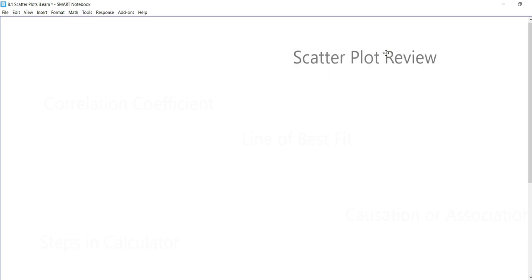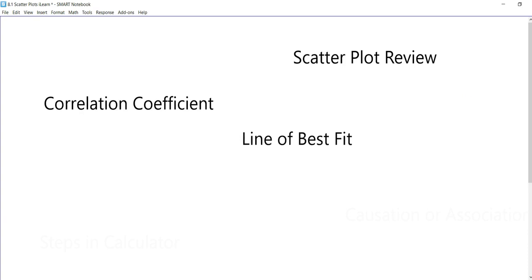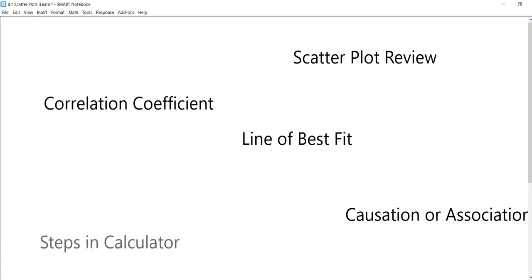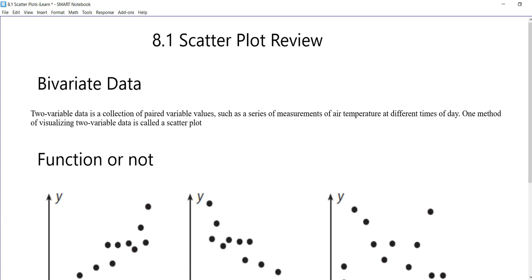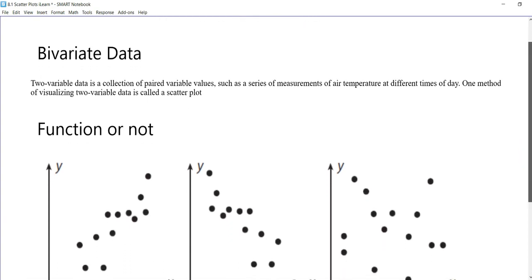Welcome to Scatter Plots. Today we're going to quickly review what a scatter plot is. Then we are going to talk about the correlation coefficient, and what that is, how tightly data is related to each other. Next we're going to talk about a trend line, which is also known as the line of best fit. Then we're going to move on to causation and association. Then we're going to wrap it up with steps you're going to use to find all of this stuff on the Inspire calculator. So, 8.1, Scatterplot Review, Bivariate Data.